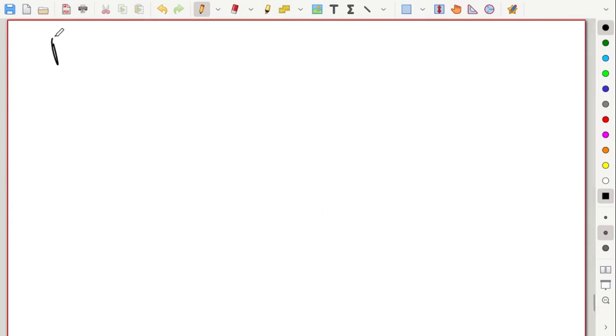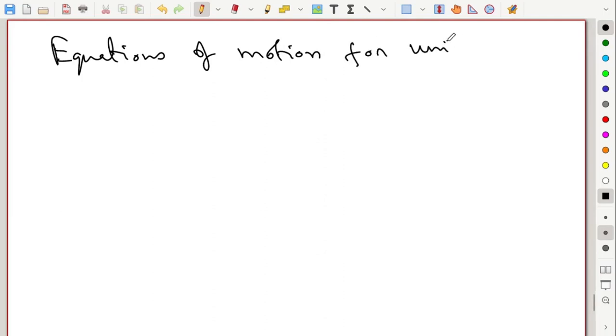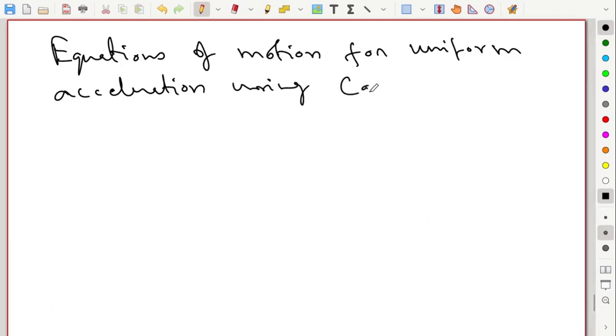So now we are going to see equations of motion for uniform acceleration using the calculus method. Okay, now we are going to use integral calculus.